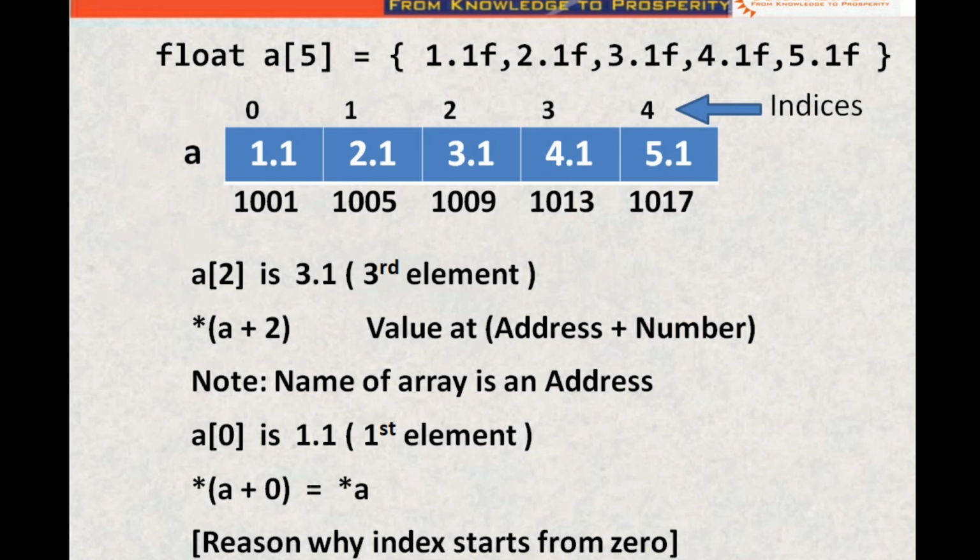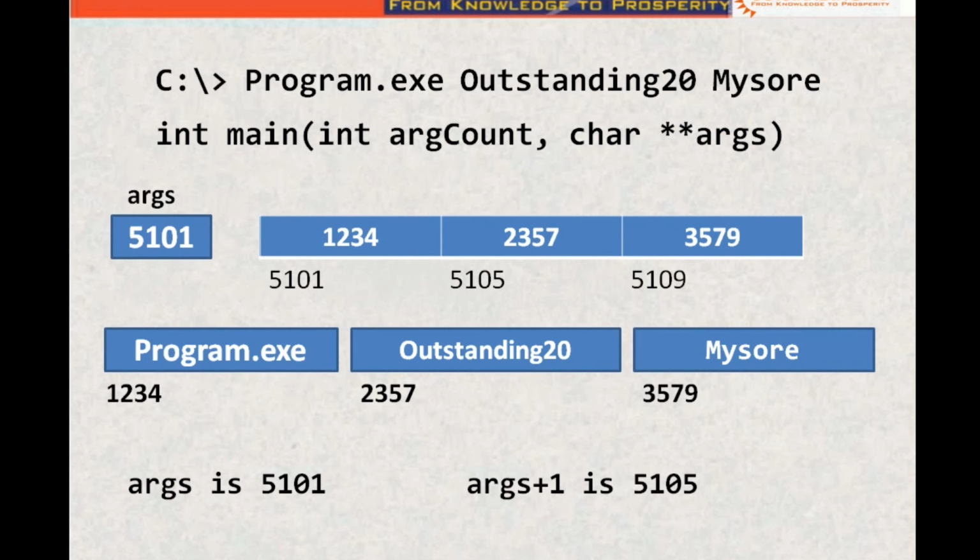Thus, A of 0 is the first element, which we can also write as shown, that is star parenthesis A plus 0, which is nothing but star A. Thus, what we are saying is from the address 1001, move nowhere. Meaning to say we are at the address 1001 itself, which is the address of the first element, and when you dereference the address you get the value 1.1. Now you know why the index of an array starts from 0.